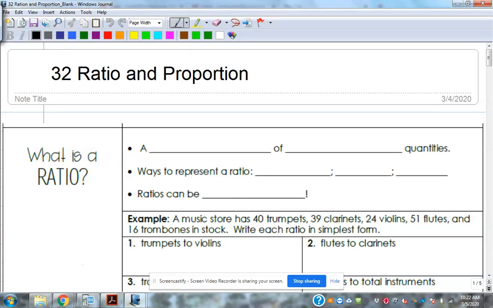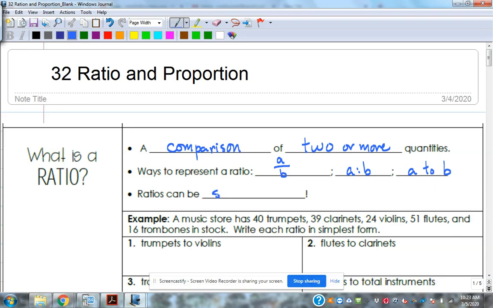All right, ratio and proportion. Things you've done before. A comparison of two or more quantities. To represent a ratio, there's several different ways we can do that. The most common way that we use is a fraction, like A over B. But you could also use the colon in between the two things. That's also a ratio, just a different way of writing it. And the other way that you commonly see is A to B is a ratio.